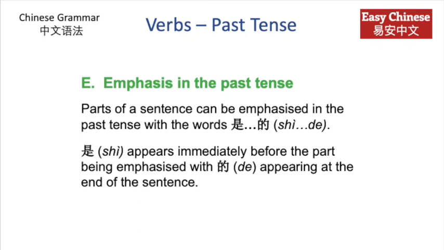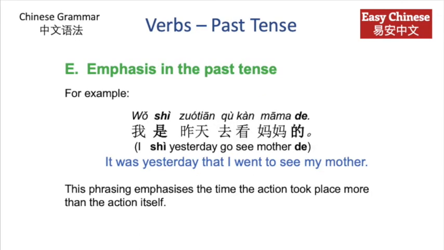Emphasis in the past tense. Parts of a sentence can be emphasized in the past tense with the words 是...的. 是 appears immediately before the part being emphasized, with 的 appearing at the end of the sentence. For example, 我是昨天去看妈妈的. It was yesterday that I went to see my mother. This phrasing emphasizes the time the action took place more than the action itself.